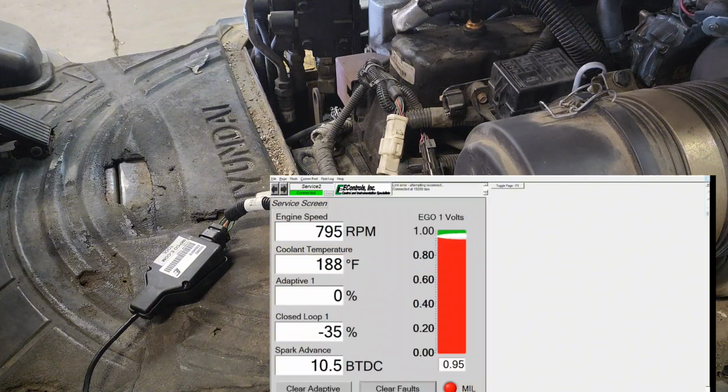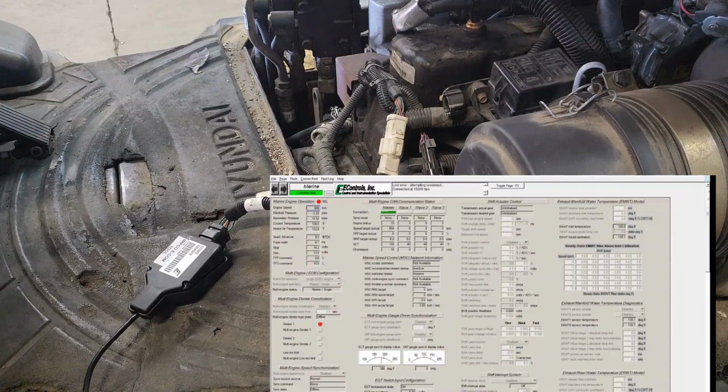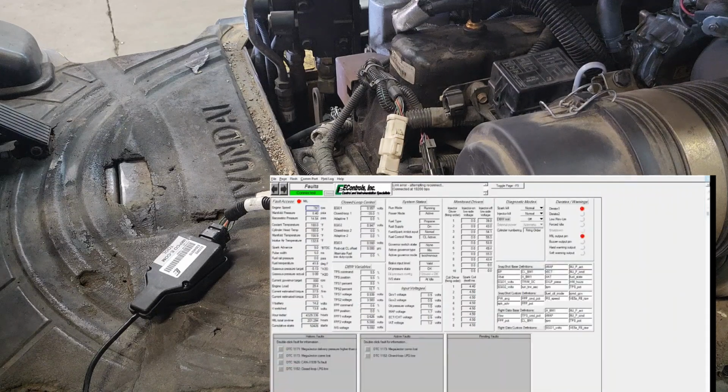So that is the reaction from the computer because it sees that the oxygen sensor is reporting that it's rich, right? So the ECM reacted by trying to decrease the amount of fuel, and it went to its maximum on the negative side, minus 35. That initiated a DTC, which is 1152. Okay, so we're going to try to figure this out because we have multiple codes.